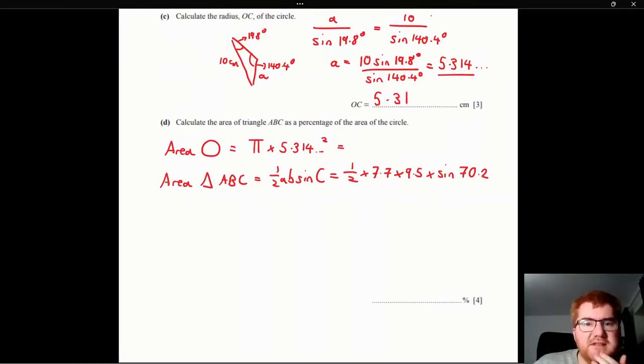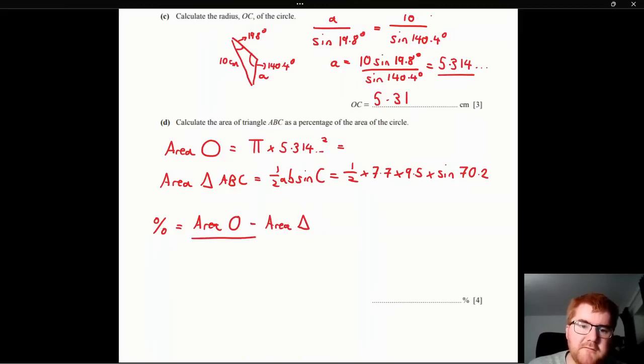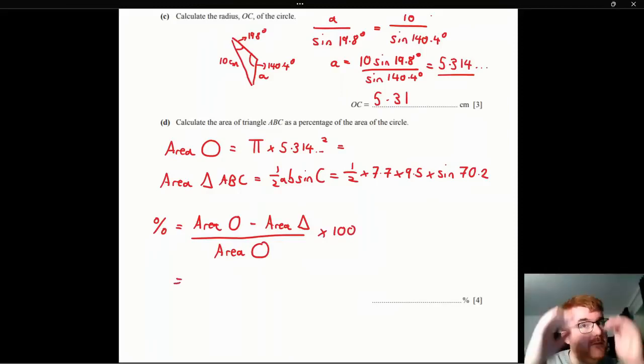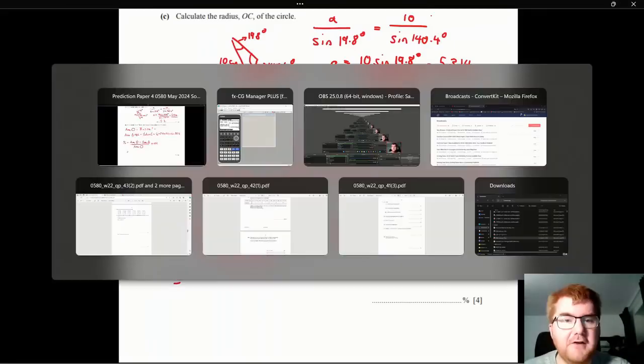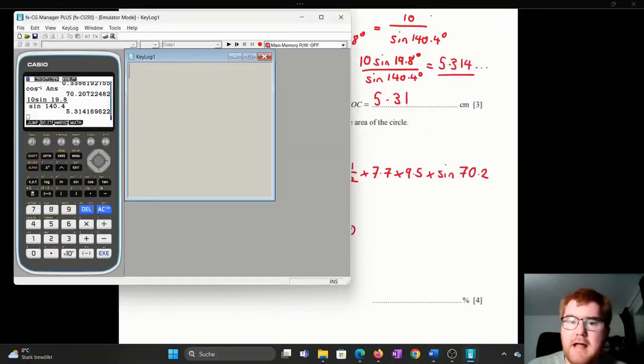And to work out the percentage of the area of the circle, the final calculation here will be area of circle minus the area of triangle divided by the area of the circle, because the circle is bigger than the triangle here, and then times by 100. Notice I haven't really rushed to my calculator. Again, I've set out my working nice and neatly and used the calculator in one fell swoop, in one action essentially.